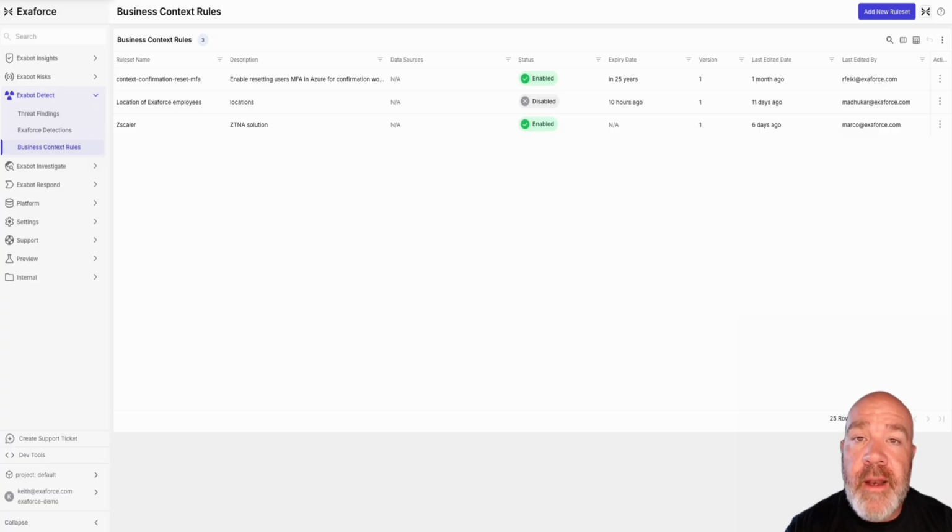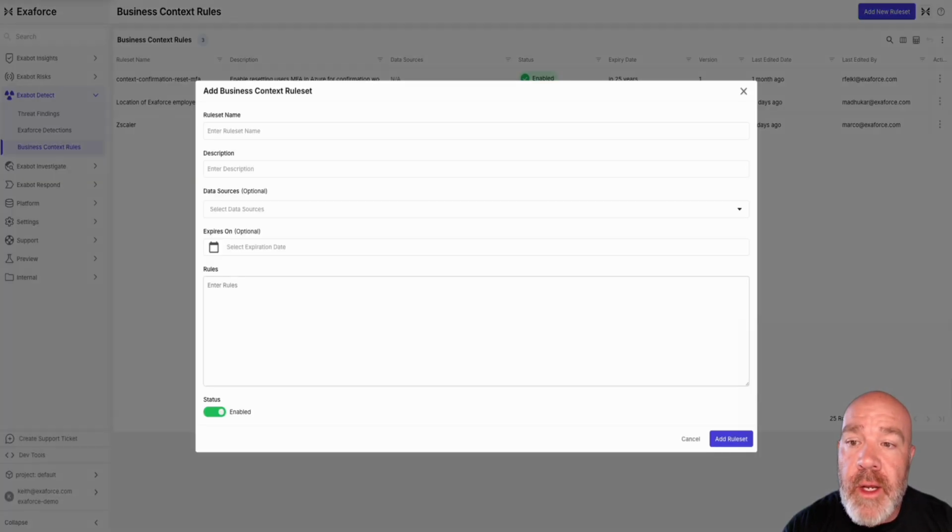So instead of that scenario, you could simply write in your business context rules inside of here. For example, anything in human language about your environment. So for example, we're a global fintech company headquartered here. We have locations here, here, and here. If you see these type of people maybe logging in from these locations, this is perfectly normal for our environment. That might be one business context rule that you would want to write.